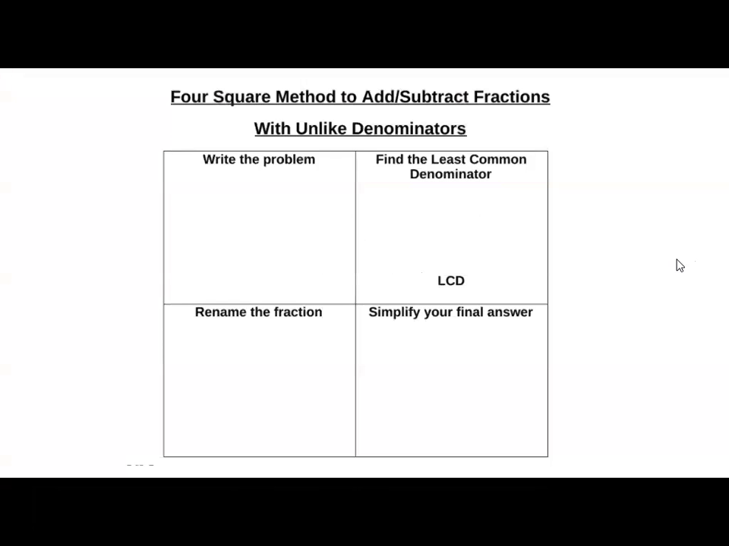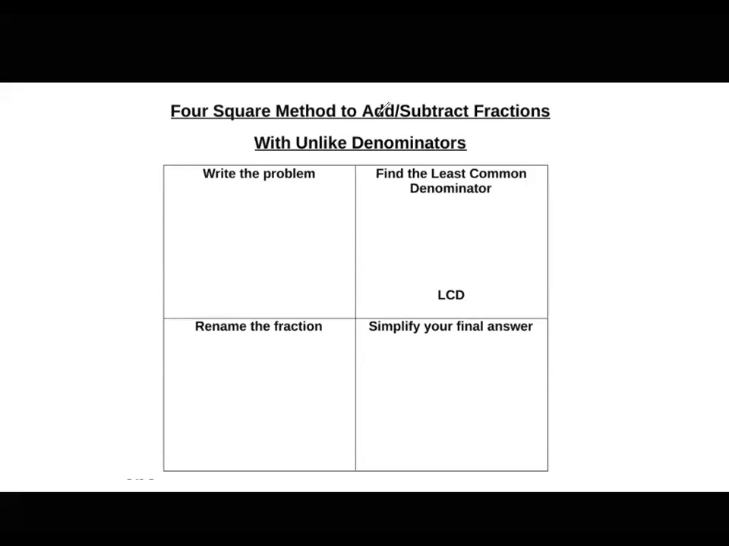So here's a graphic organizer that could also help you work your way through adding and subtracting fractions with unlike denominators. I like to call it the 4-square method because, as you can see, it takes a big square and divides it into 4 equal parts, and helps us go step by step through the problem. So the first thing we want to do in our first square is to write the problem.